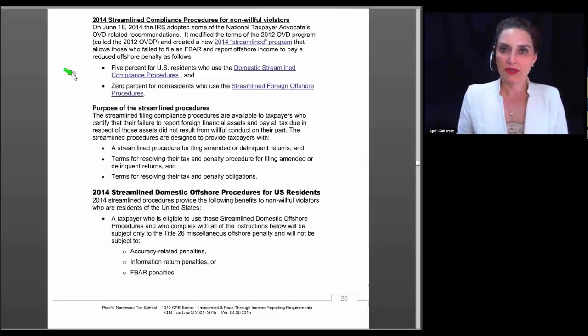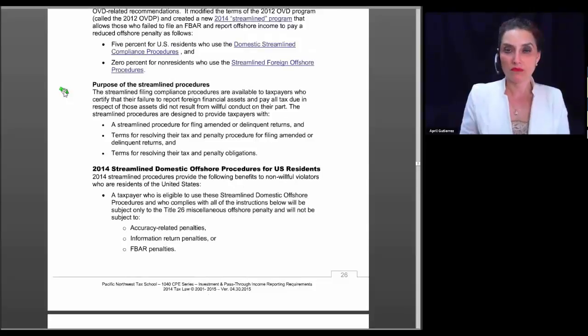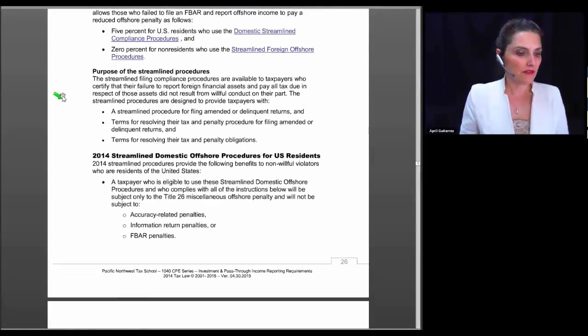Now, let's talk a little bit about the 2014 streamlined procedures, because there's actually two halves to the 2014 procedures. There are domestic streamlined procedures, and there are streamlined foreign offshore procedures. And if you want to learn more about the streamlined foreign offshore procedures, follow the link here, and for domestic procedures, follow the link on the upper level here. The purpose of the streamlined procedures, whether you are domestic or foreign, is to bring into compliance taxpayers who have been out of compliance and are able to certify that their failure to report the foreign financial accounts and pay all tax due on those did not result from willful conduct and was rather due to ignorance.